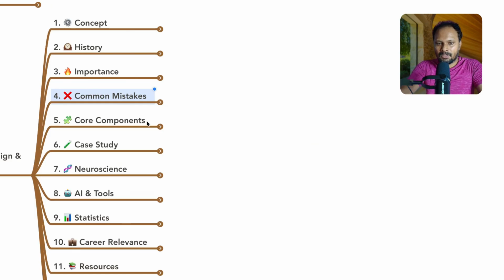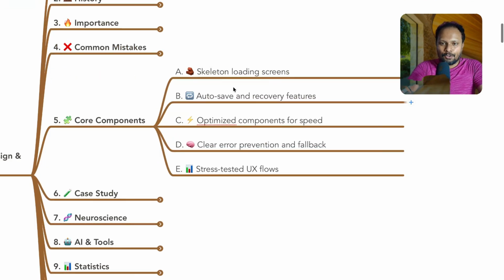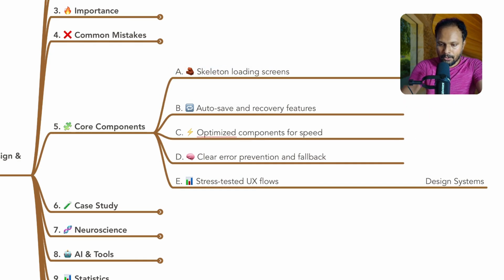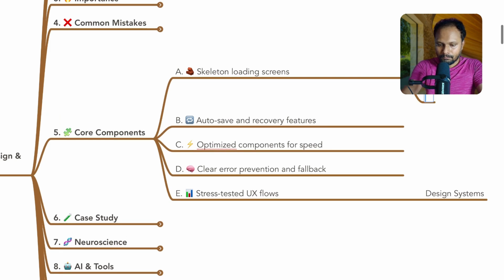Hey, whatever I'm pressing is happening, right? So skeleton loading screens, auto save and recovery features, optimized components for better speed, clear error prevention and fallbacks, stress-tested UX flows with respect to the design system. All these things are the core components. I've also told you that you can use Lottie files. You can even use Canva pre-templates also.